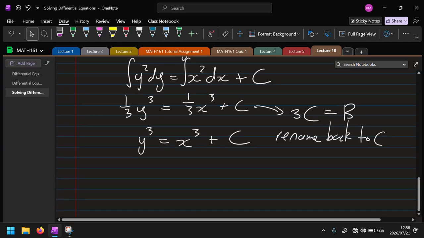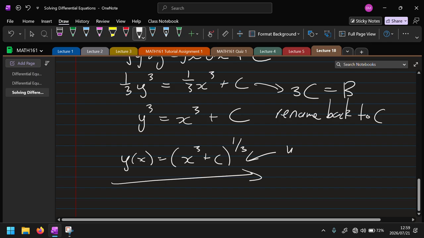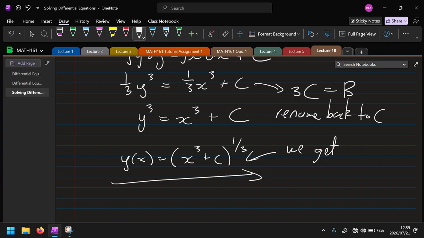Now we've got cubed, we just take cube roots. And we're done. There's our solution. In fact, this is infinitely many solutions because of that plus C. C can be anything. It can be 0, it can be 1, a half, pi, doesn't matter. We get a whole family of solutions for this differential equation. And that's the technical name. It's a family of solutions.